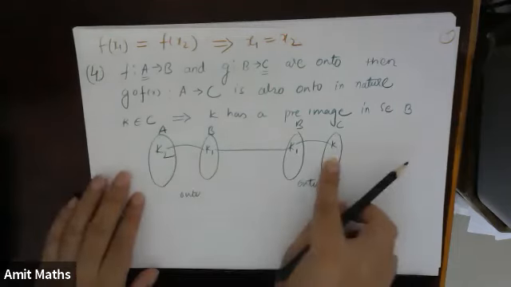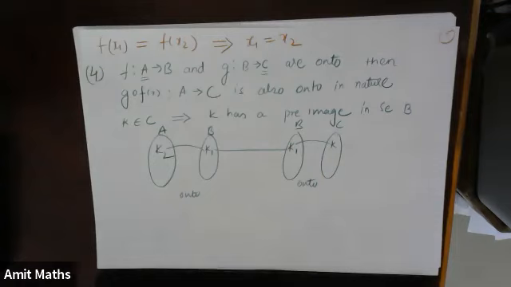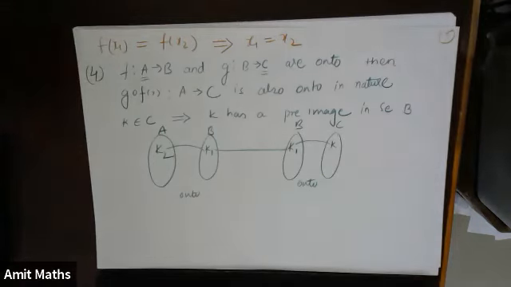That means a composite function of onto functions will always be onto.